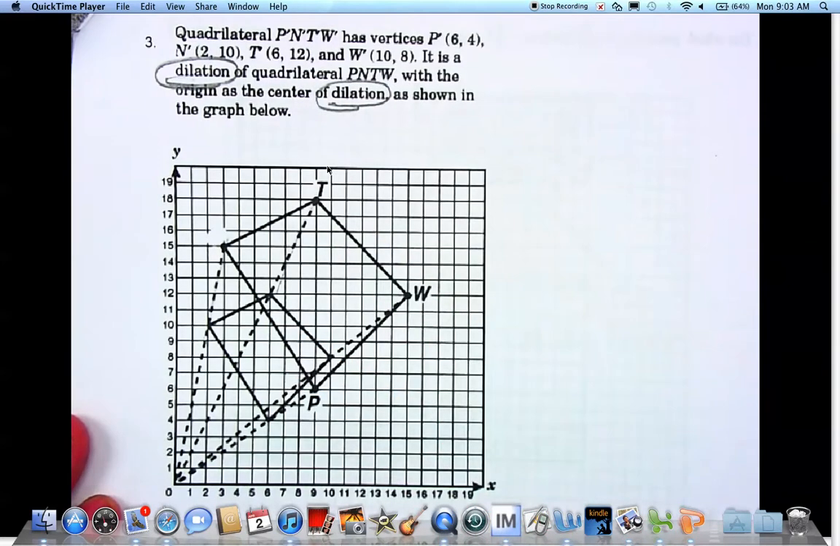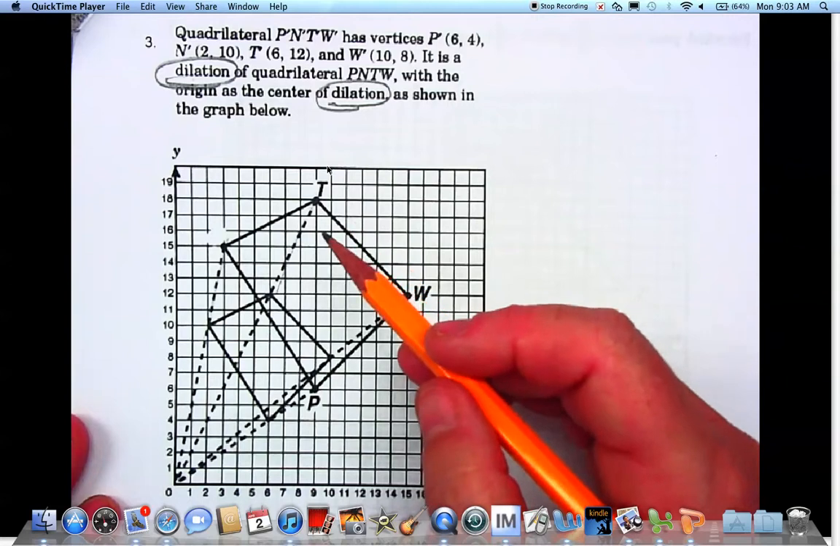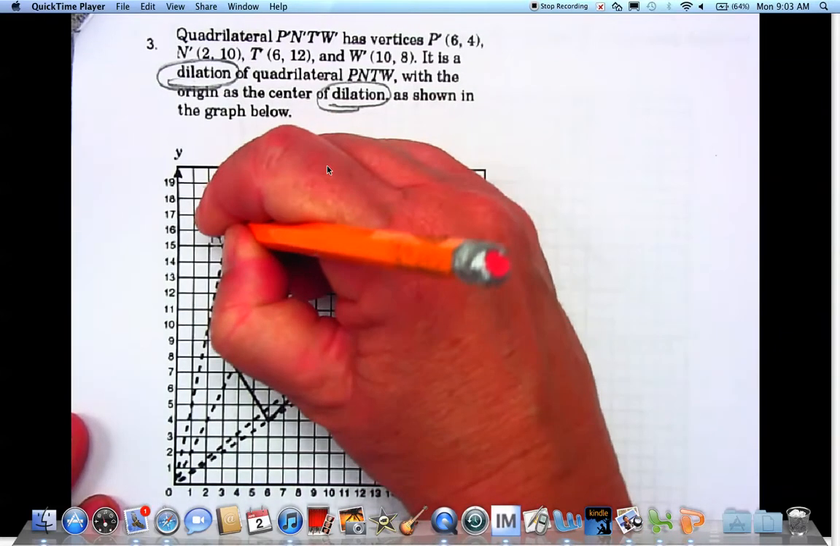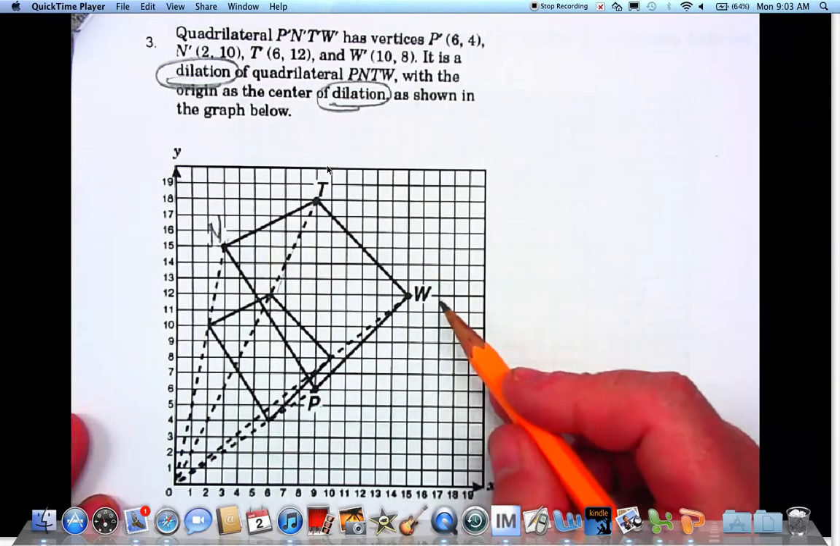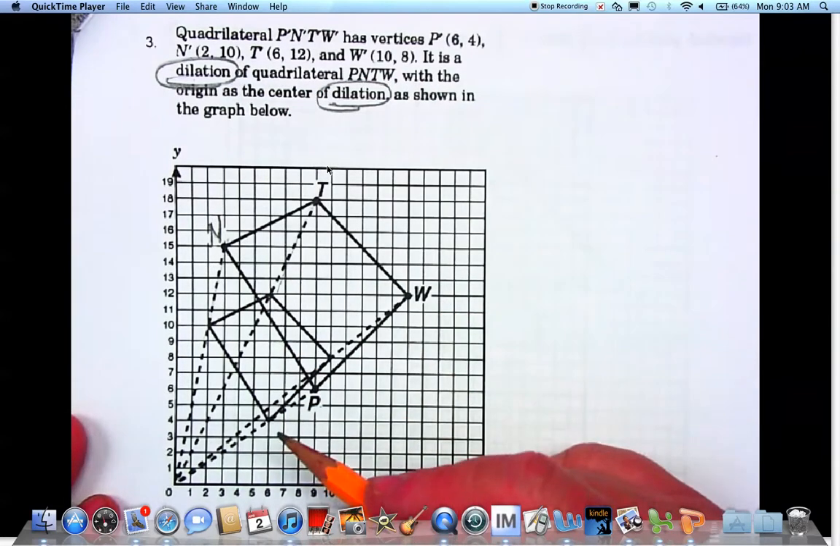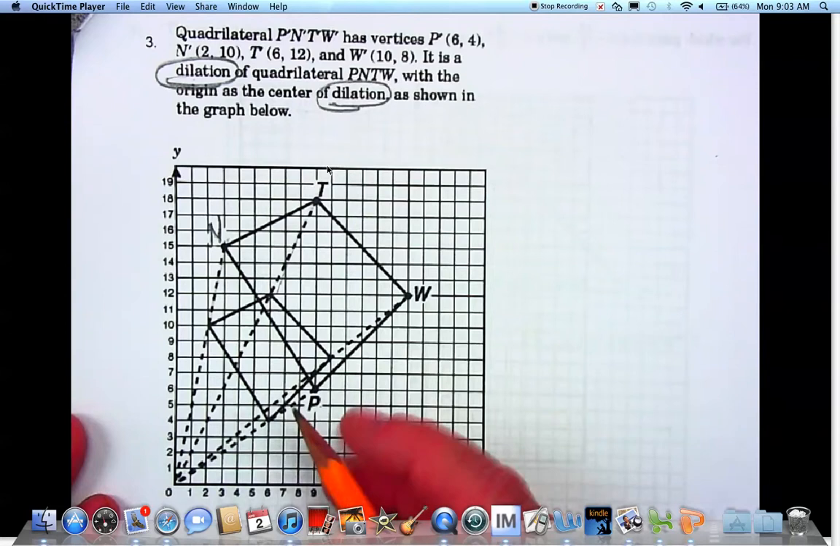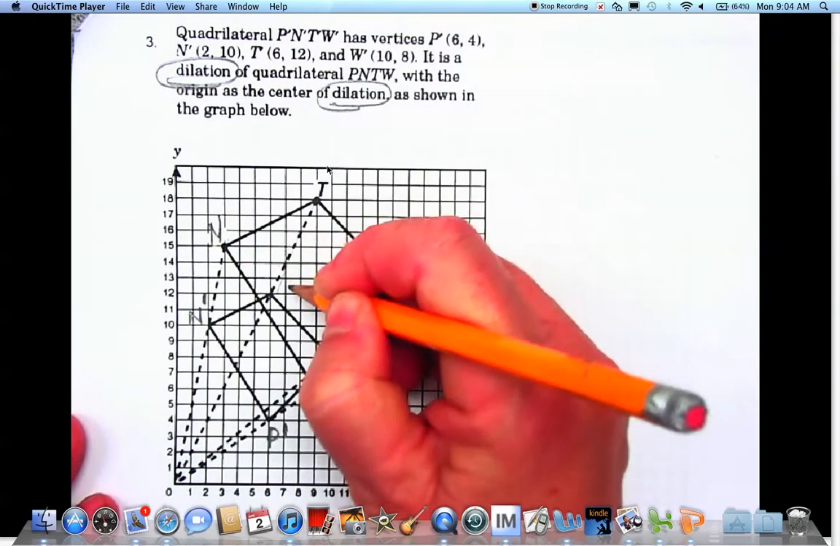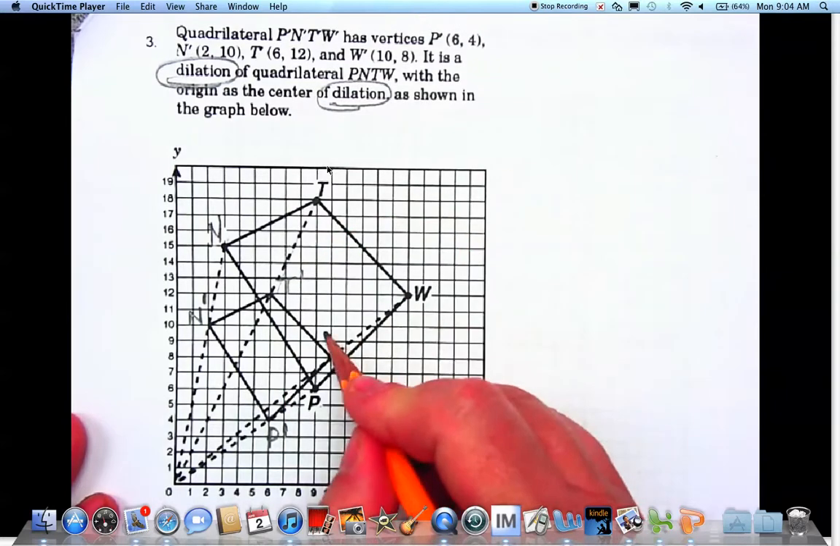All right, so your original figure is PNTW. Should be an N over here. I don't know why it's not there. PNTW. Your new figure is P prime. So where's P prime? Below. Okay, P prime, N prime, T prime, W prime.